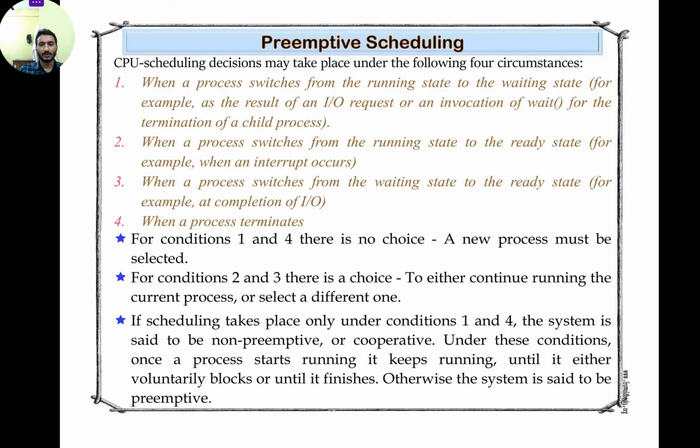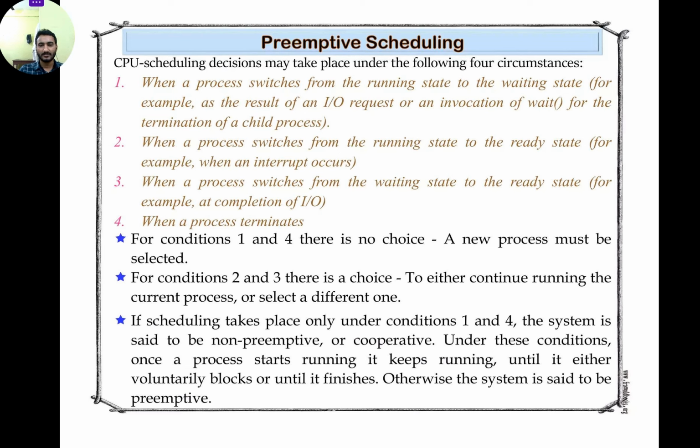But in conditions 2 and 3, there is a choice to either continue running the current process or select a different one, or next process. If scheduling takes place only under conditions 1 and 4, then the system is said to be non-preemptive or cooperative. Under these conditions, once a process starts running, it keeps running until it either voluntarily blocks or until it finishes. Otherwise, the system is said to be preemptive.